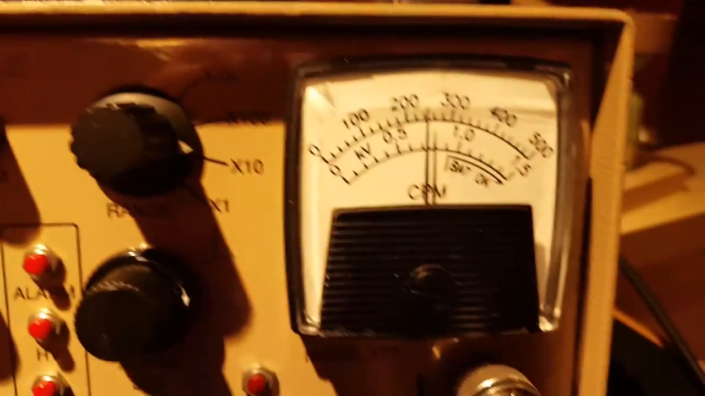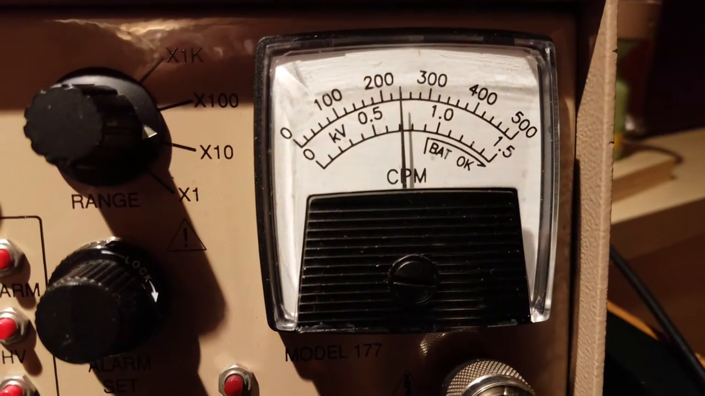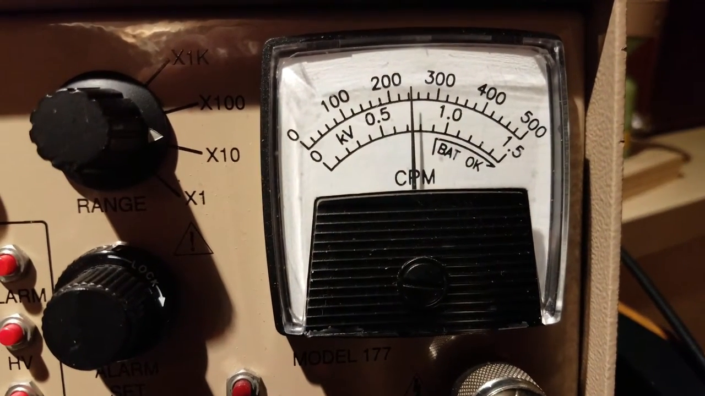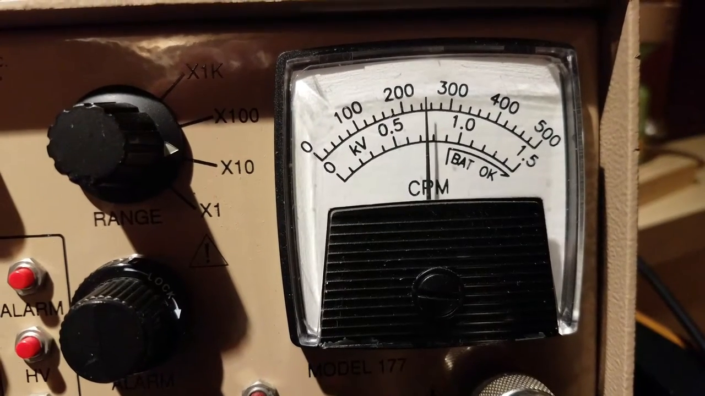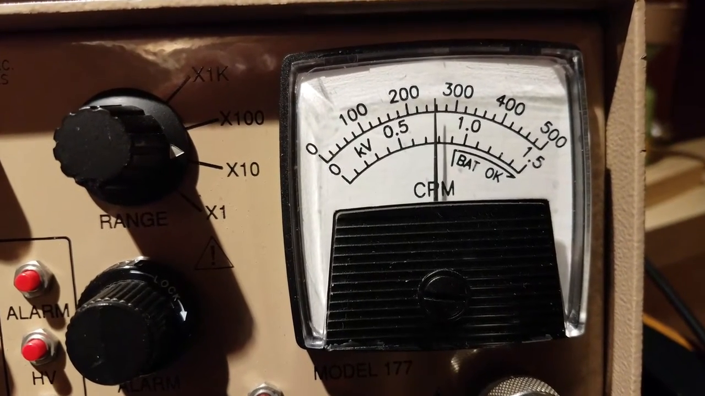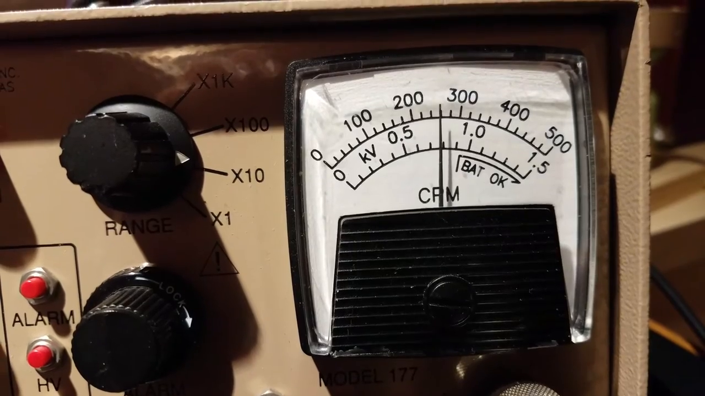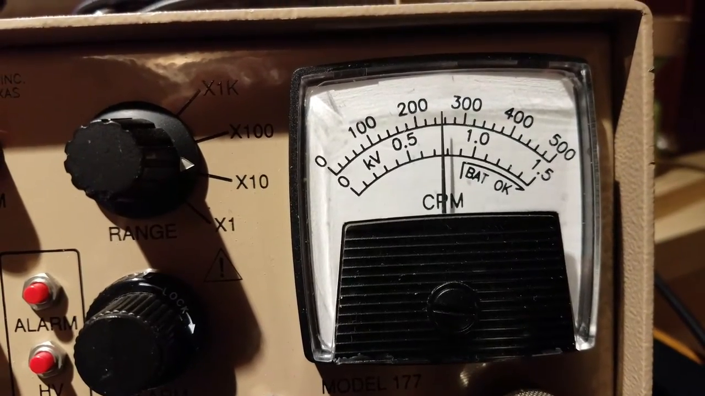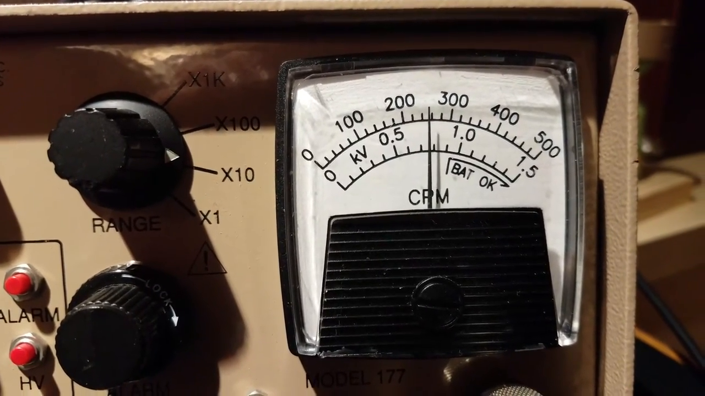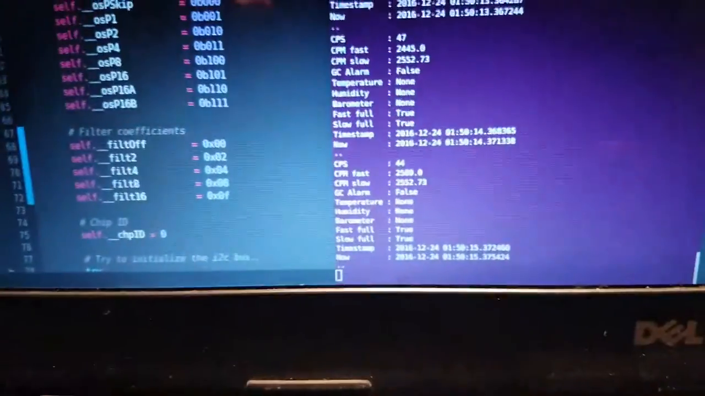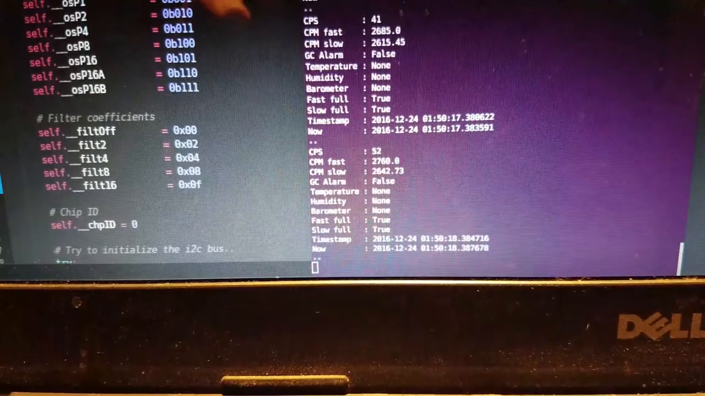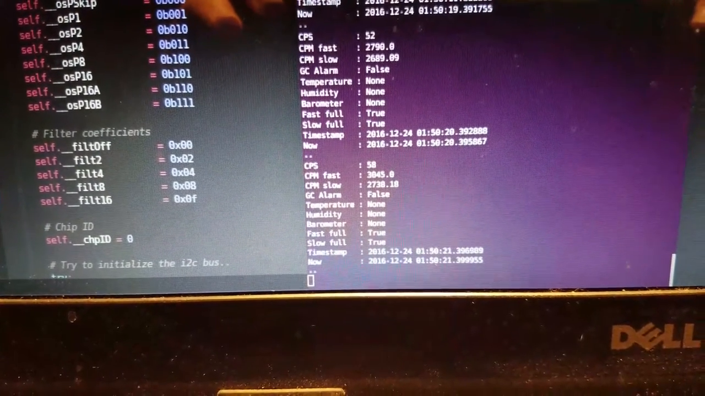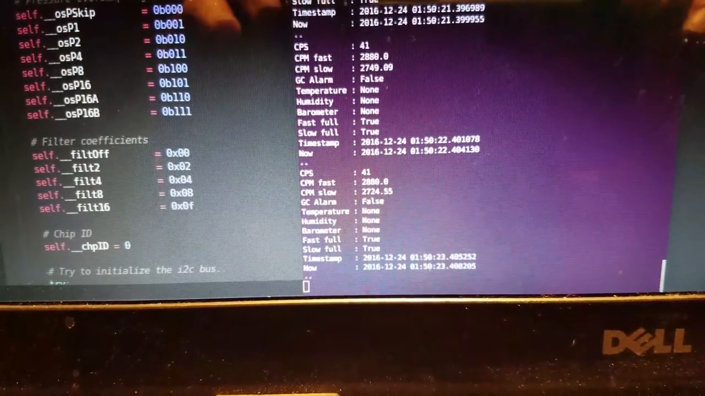Going back to the meter, 2,200, 2,400. So we're kind of bouncing between 25 and 26,000 counts per minute. That data is fairly consistent with what we're seeing here, which is a good sign. So yeah, looks like this bad boy's working.